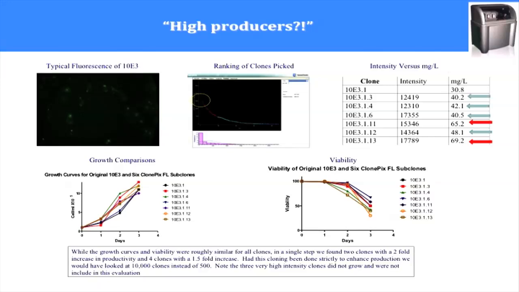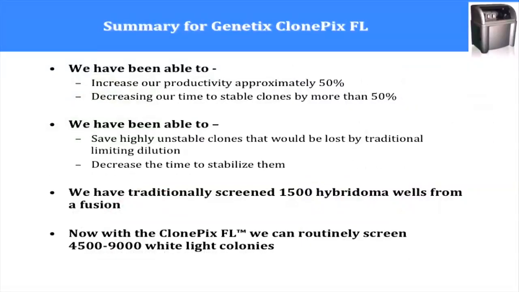We only looked at 500. If we really wanted a higher producer, we could look at up to 10,000 clones. That would give us a much better range. Or we could just pick one of these and do another round of cloning. Then the production will really jump up. So in summary, we were able to increase our productivity by approximately 50% and decrease the time by more than 50%. We can save the unstable clones.